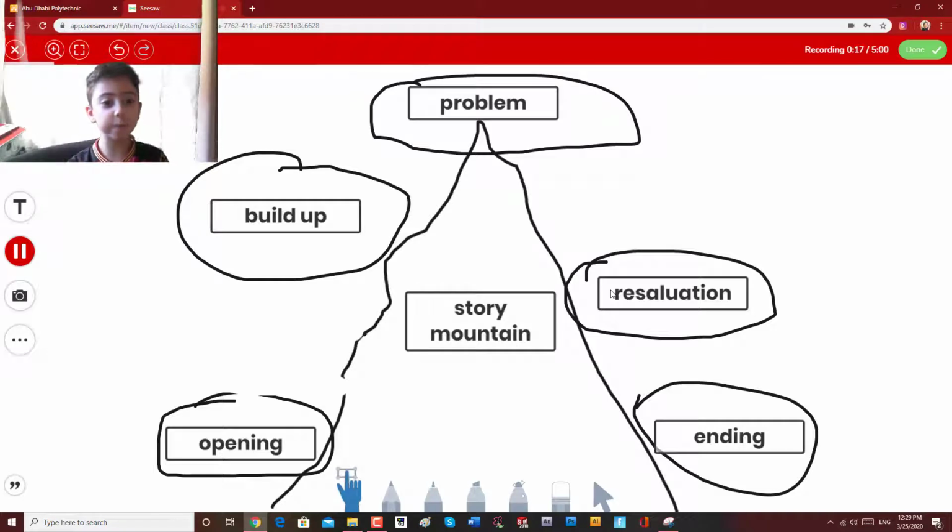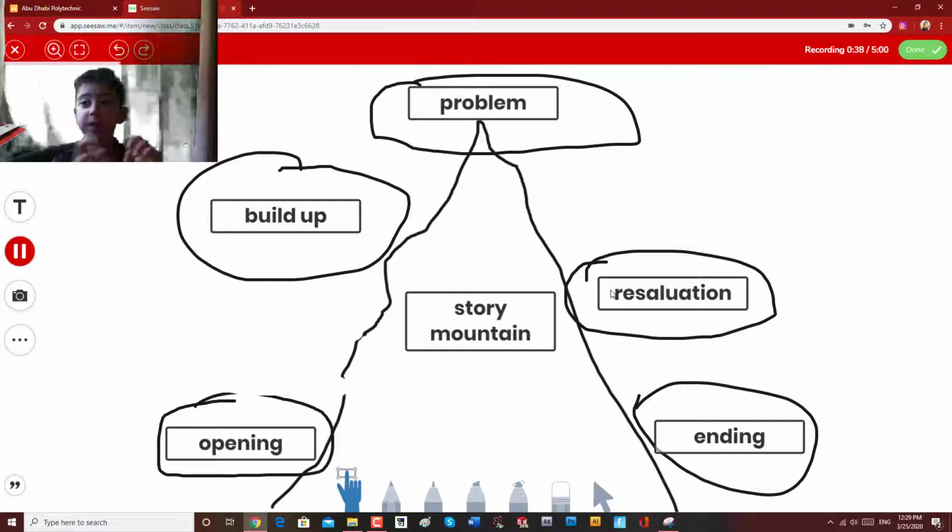So for me, the opening is when we introduce the main characters. The build-up is when the problem starts coming in. The problem itself is when we're going to have to deal with the problem and the complication. The resolution is when things get done, and the ending is how they were in the ending.